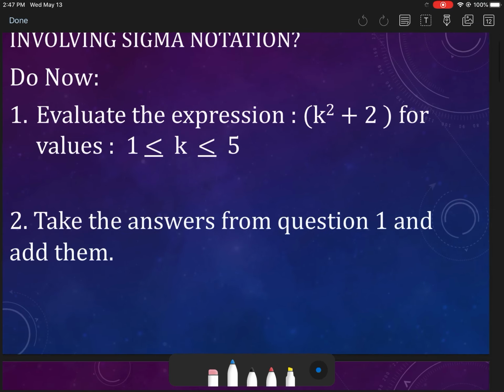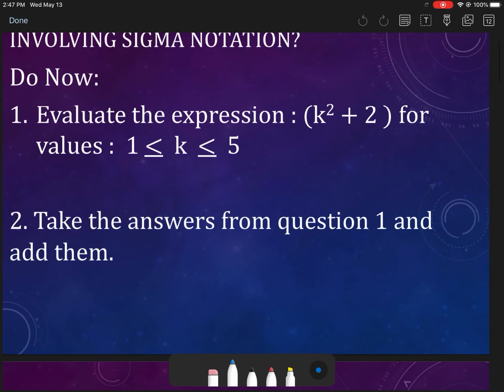Okay, so let's first talk about what it means. Sigma notation, sigma means to sum up. That's exactly what we do, and that's really what we did in the do now. When we see sigma, it means to sum things up. Sum up what? Whatever comes after sigma.